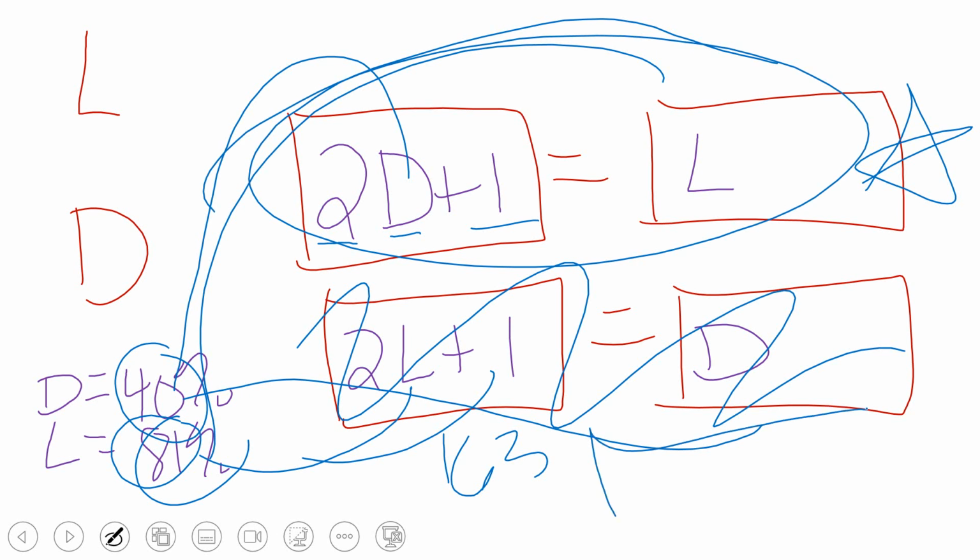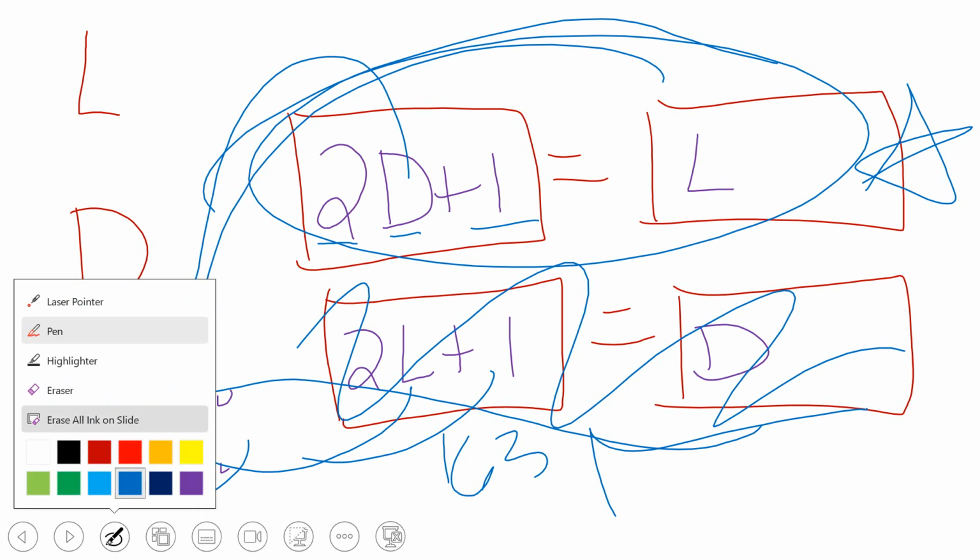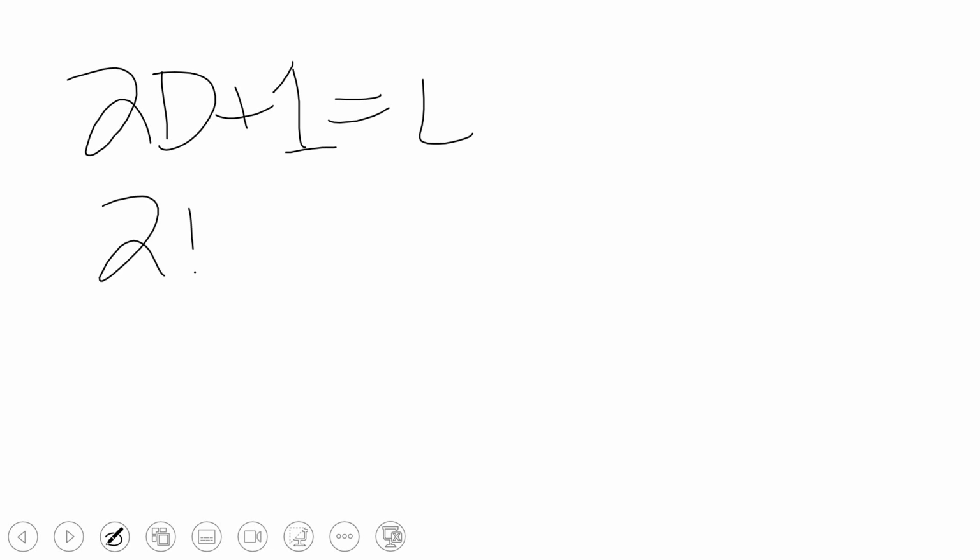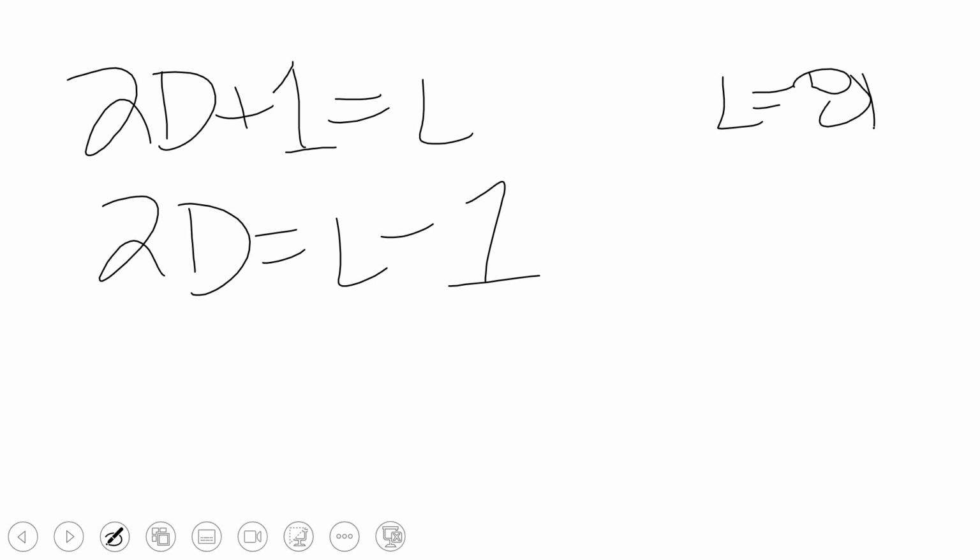If you're like, Miss Bradley, what do you mean a variation? So I'm going to just erase this. 2D plus 1 equals L. Let me write that down. This is the equation, but a variation could be 2D equals L minus 1. That'd be a variation of it. They both are correct. If I plug in 81 for Louise and 40 for Danny into either one of these equations, it will be true.